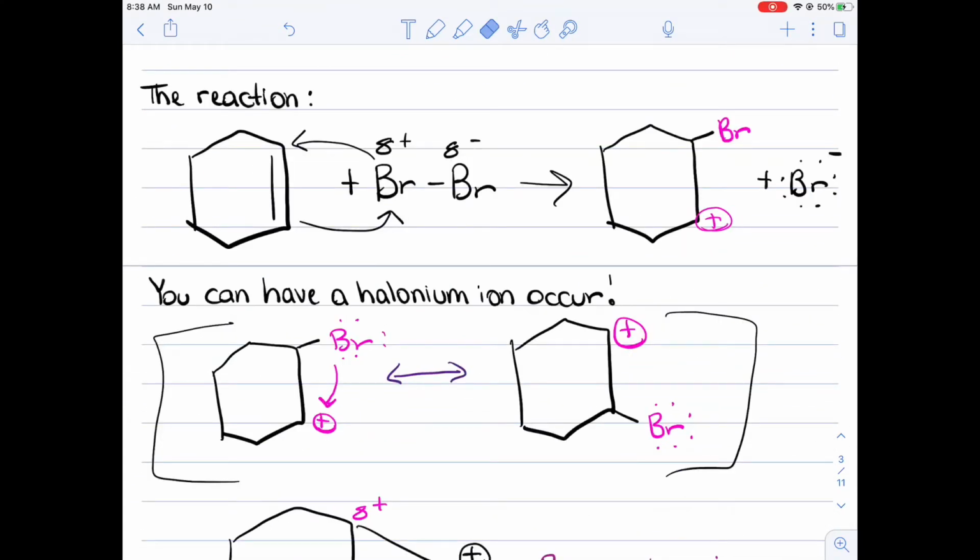So let's look at a reaction. Let's say that we have cyclohexene reacting with Br2. The pi bond is going to take the partially positive bromine, expel the electrons to the partially negative bromine, and it's going to form a bond with the partially positive bromine, leaving you with your negative bromide.